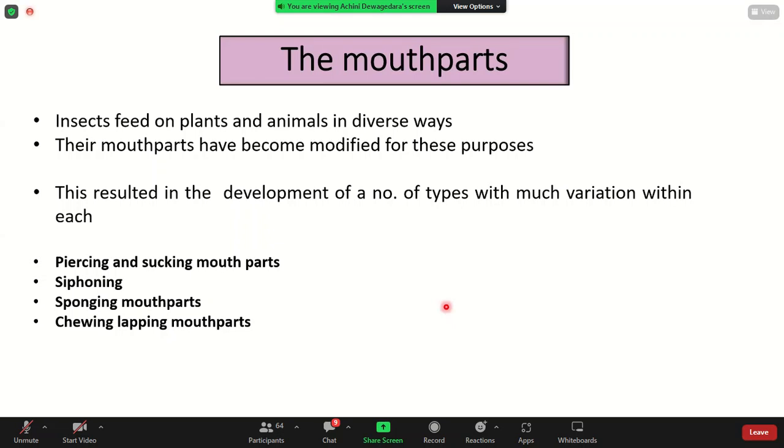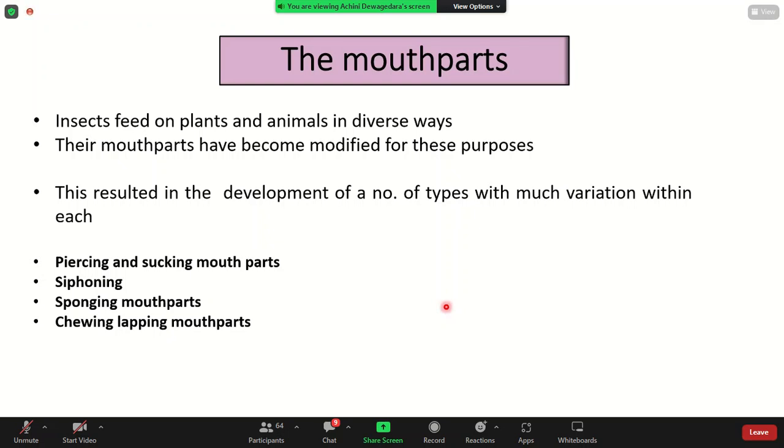Right? So if we take butterflies, they have another type of mouth part called siphoning mouth part. And if you take a housefly, how does that housefly consume its food? Sponge. They have a structure which looks like a sponge. They use it and sponge it on different food and consume.